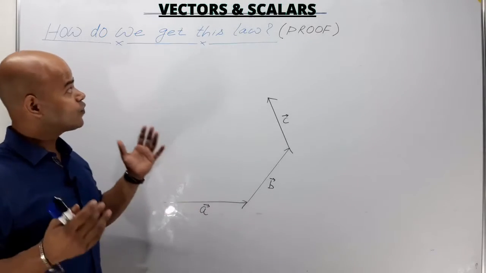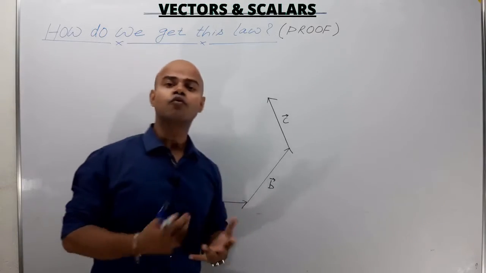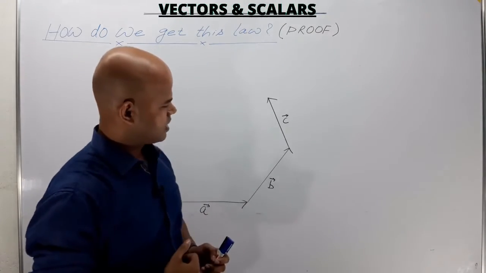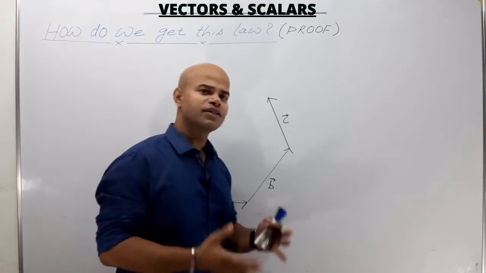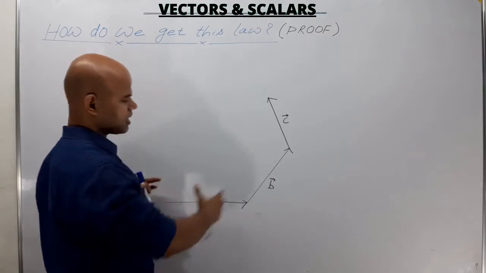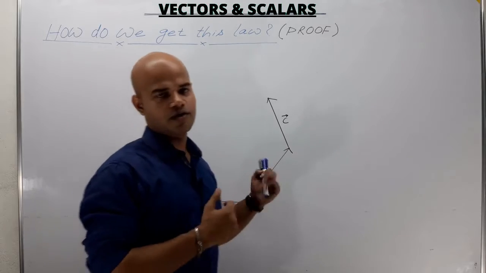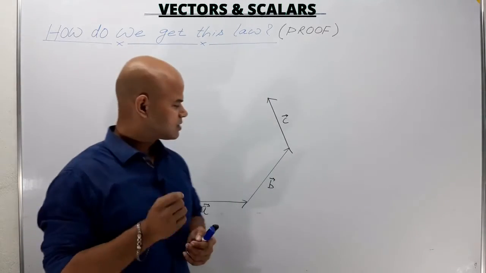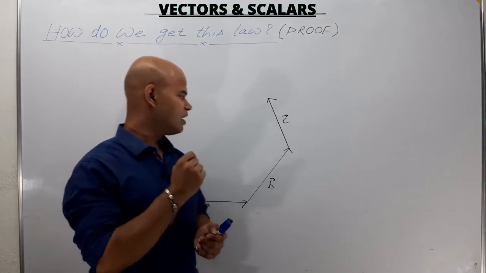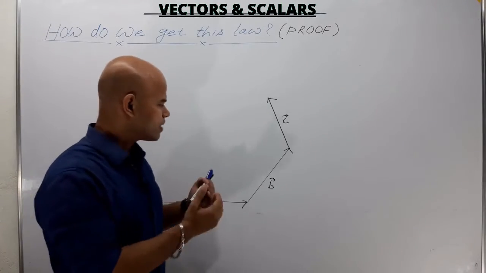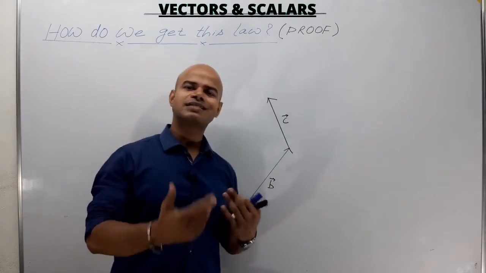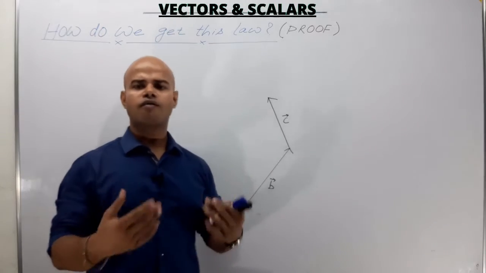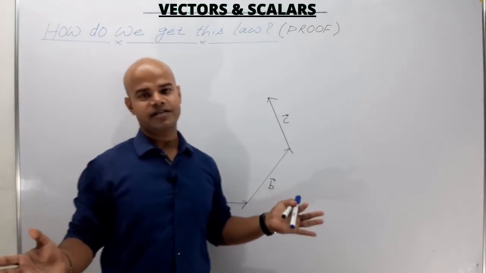All right, so how do we get this law? Means what is the proof of this? So let's prove it. And as usual, let's begin with the simplest case. Here again I have taken 3 vectors like I took in the beginning. So let's take 3 vectors and see how we can prove it for 3 vectors, and then we'll extend the same concept to 4, 5 or any number of vectors, right?